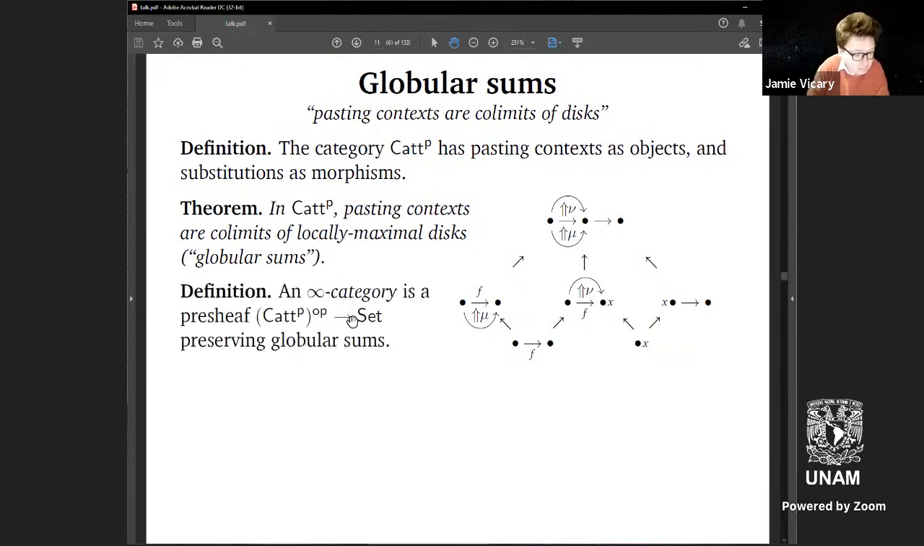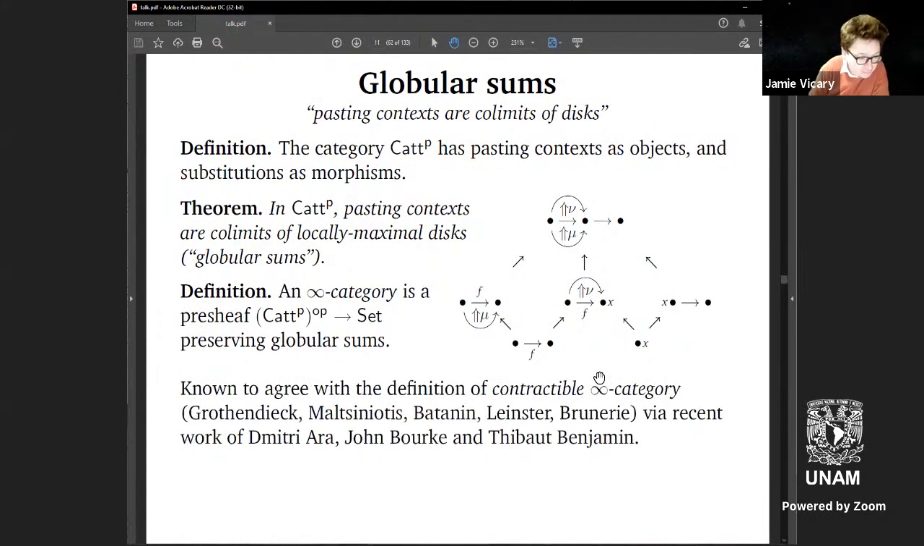So that's nice. And now we already have a definition of infinity category. It's a presheaf on Catt P which preserves these colimits. And that's it. That's the simplest definition of infinity category I've ever seen. Maybe the simplest you've ever seen as well. You'll have to tell me.